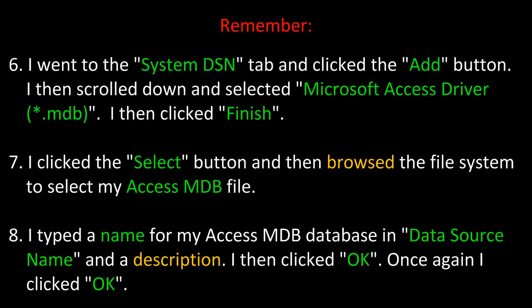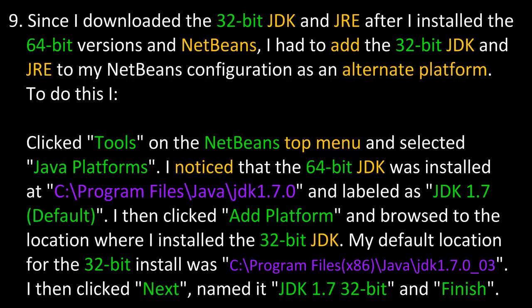Step 6. I went to the System DSN tab and clicked the Add button. I then scrolled down and selected Microsoft Access Driver. I then clicked Finish. Step 7. I clicked the Select button and then browsed the file system to select my Access MDB file. Step 8. I typed a name for my Access MDB database as the data source name and a description. I then clicked OK, and once again I clicked OK. Now we're not done yet.